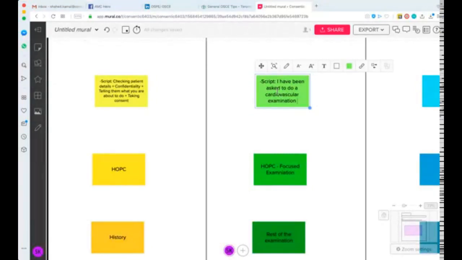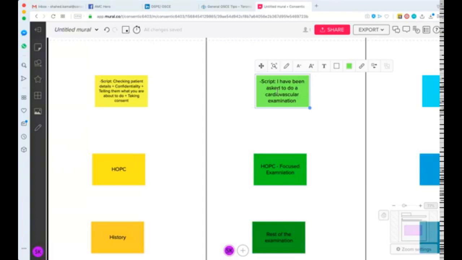But if you go in and show authority, saying things like, I have been asked to come and do this, and this is what I'm going to do, it just shows a bit more control. So do that. Going back to the script for examination, there's some difference in opinion on whether you should say cardiovascular or just say, I'm going to examine your heart. My personal preference is to say the medical word and then explain it, because that way you get a tick from the examiner, as some examiners don't like it when you say, I'm going to examine your heart.